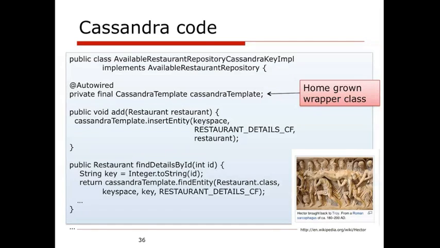So in terms of coding, Spring Data doesn't yet support Cassandra. So I ended up creating my own Cassandra template, and that's actually written using the Hector, brother of Cassandra, Java client library. As you can see, the code here is quite simple. The add method calls insert entity, specifying the key space, the column family, and the restaurant. And then under the covers, it's serializing the restaurant into JSON using the Jackson library and inserting the corresponding column. And then the find details by ID method is doing the inverse operation. There's a lot of coding underneath that I don't really have time to go into. The key thing here is that I'm just using the Hector library.